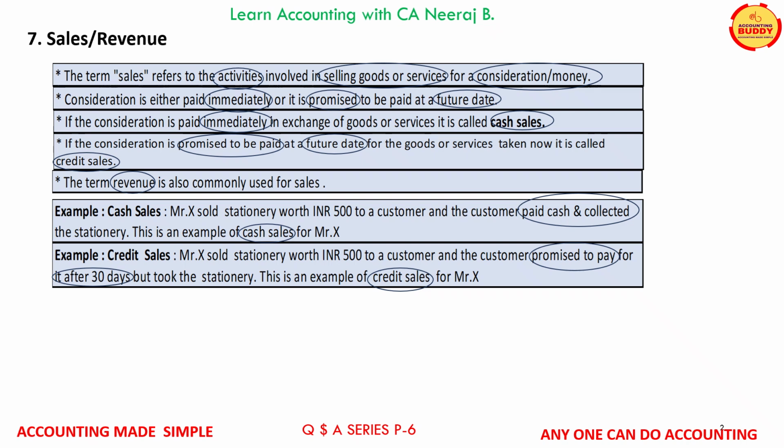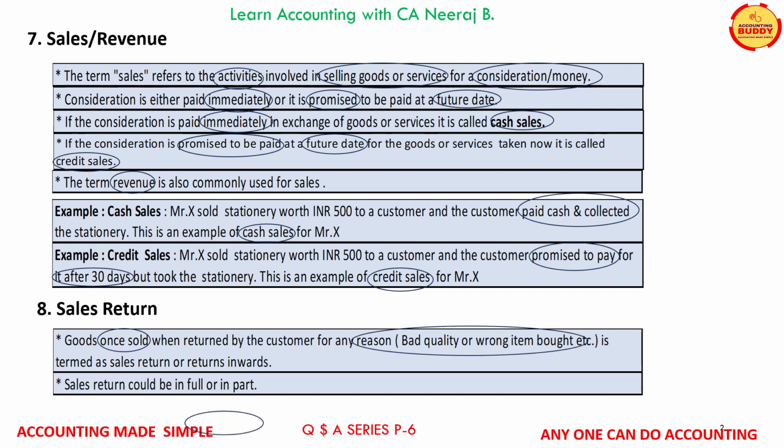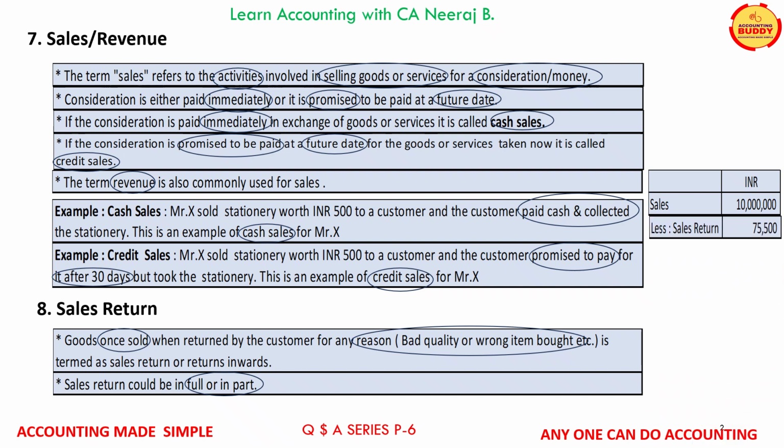Now let us learn another term, sales return. Goods once sold to a customer, if they are returned for any reason, are termed as sales return. Sales return could be either in full or in part. Let us have an example of sales return. If the total sales of the business is INR 10 million and the customer has returned goods worth INR 75,500, sales net of return, that is INR 9,924,500, will be shown in the P&L of the business.